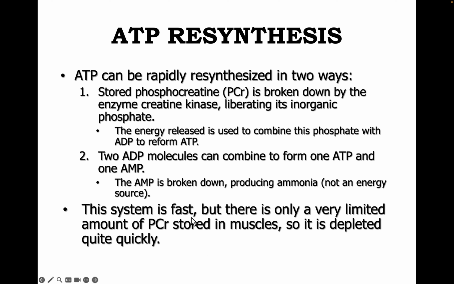Now again, this phosphocreatine energy system, or both of these ways of recreating ATP, is very fast, but there's only a limited amount of phosphocreatine stored in the muscles, so it's depleted very quickly. Just like the muscles only store a minimal amount of ATP, there's only a limited amount of phosphocreatine stored in the muscles that we can use for creating more ATP. So just like ATP stored in muscle is depleted very quickly, phosphocreatine stored in the muscle is depleted very quickly.